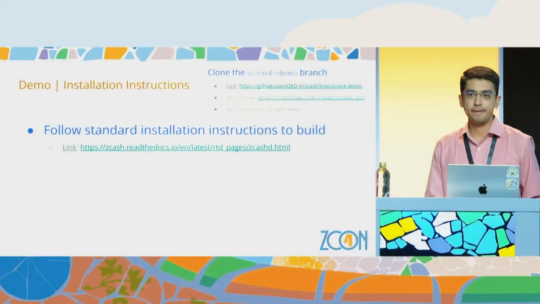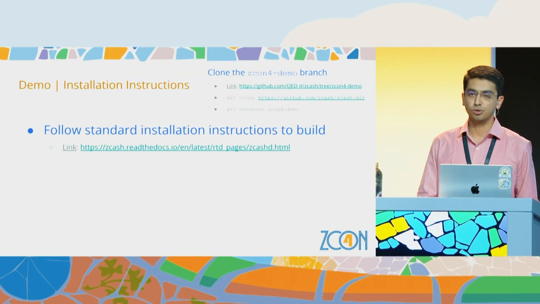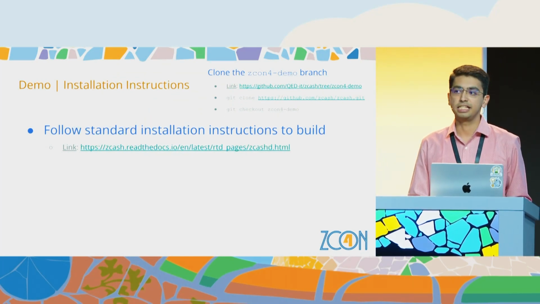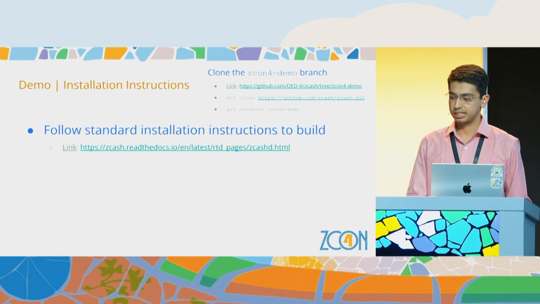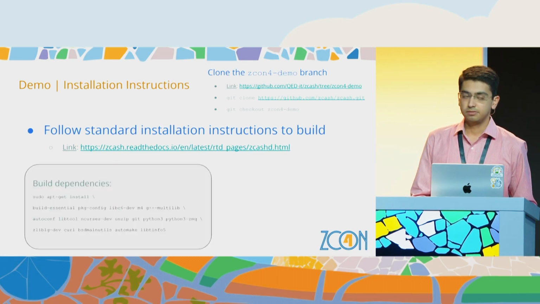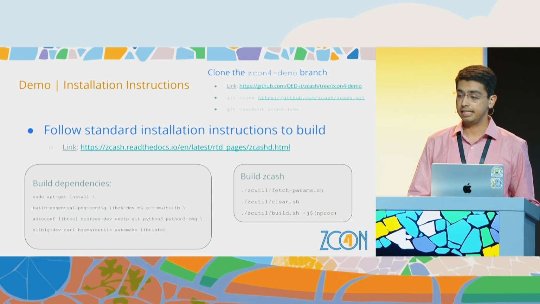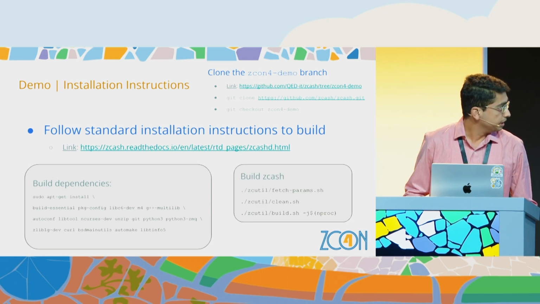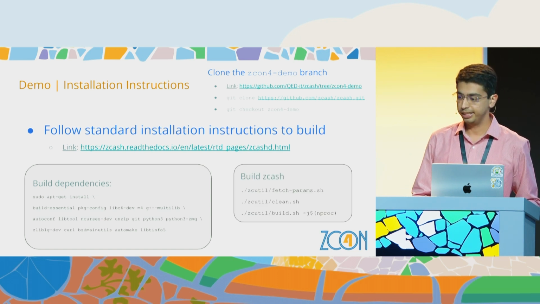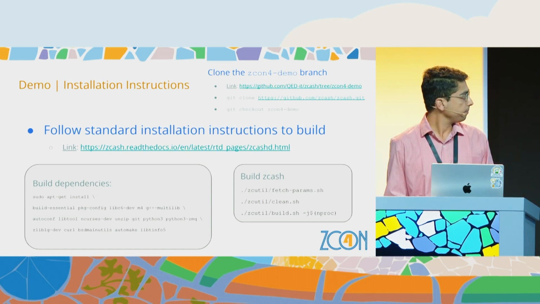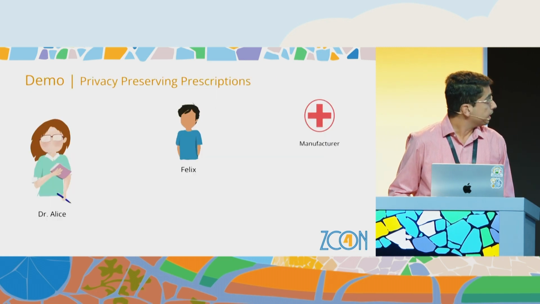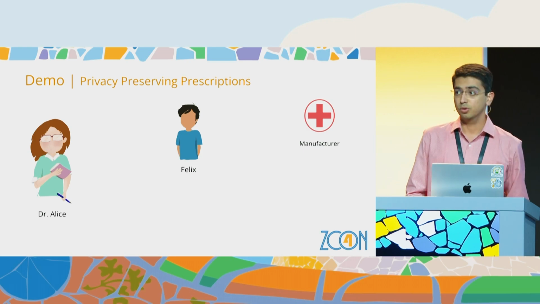The installation instructions stay more or less the same as for Zcashd. So if you have installed Zcashd before, the same way works fine. To recap briefly, you first build all the dependencies that you need for Zcashd, and then you build Zcash, including fetching the parameters if you're doing it for the first time. So yeah, let's now look at the demo.